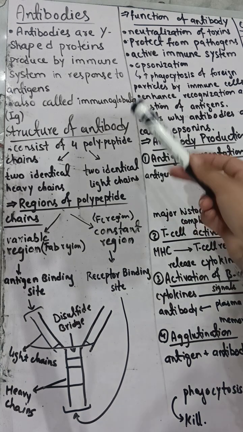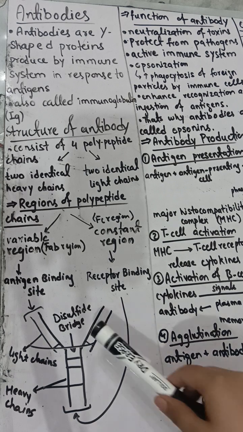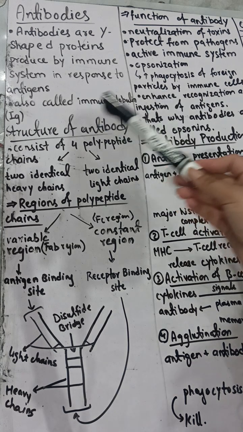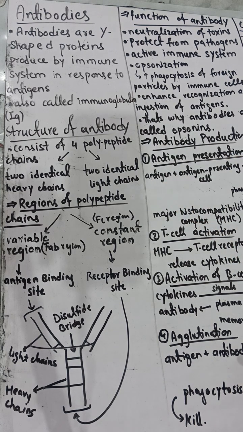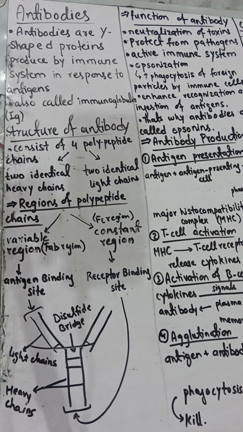Antibodies are Y-shaped proteins. They have a Y shape, as you can clearly see here, and they are proteins in nature. They are made up of amino acids and are produced by the immune system in response to antigens. They are also called immunoglobulins. Antigens are also called immunogens, and immunoglobulins are the antibodies, represented by Ig.